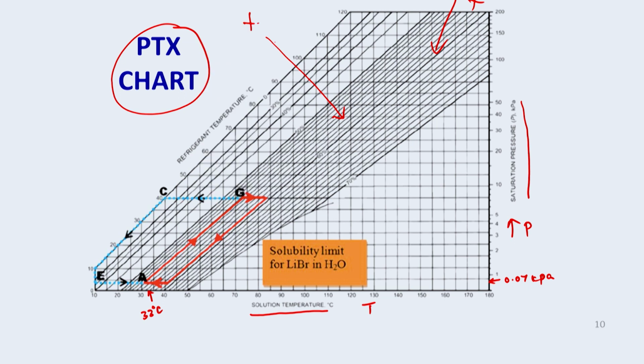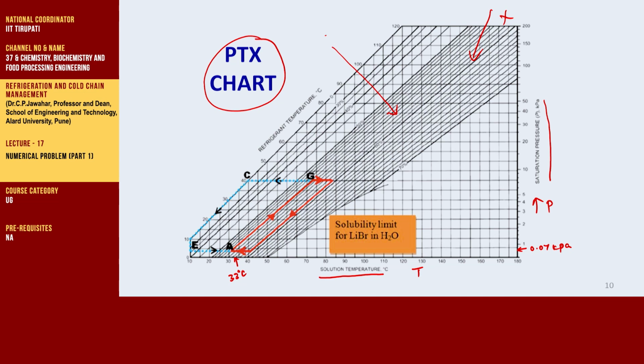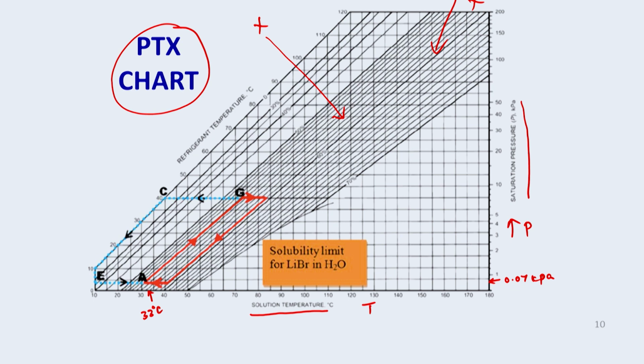We have to use the same chart for finding the concentration of the weak solution as well as the concentration of the strong solution. So you can find this is 33 degrees centigrade and this is 0.07 kilopascal. Maybe in the video the intersection point may not be clear, but you can download the PTX and HTX chart and compare the values. If you see this one, it will come between 50 to 60%, almost at the midpoint, about 55%. So this is the intersection point.